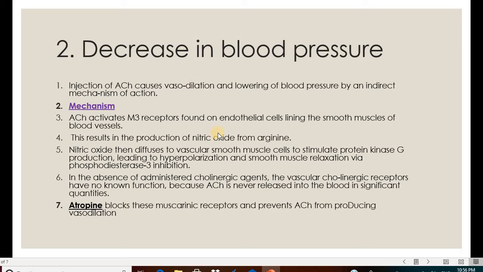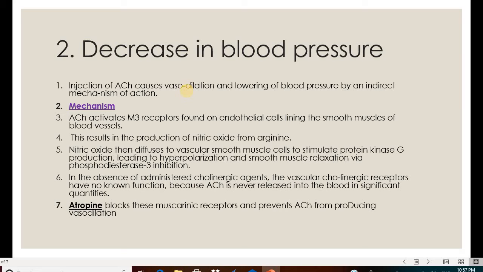Number two, when the heart rate decreases, ultimately the blood pressure decreases. Injection of acetylcholine causes vasodilation and lowering of the blood pressure by an indirect mechanism of action. We say not directly: the heart rate it decreases directly, as vagal stimulation occurs, due to which the heart rate decreases. But in the case of decreasing blood pressure, it is related to the vessels. If vasodilation happens, the blood pressure decreases. If vasoconstriction happens, the blood pressure increases.